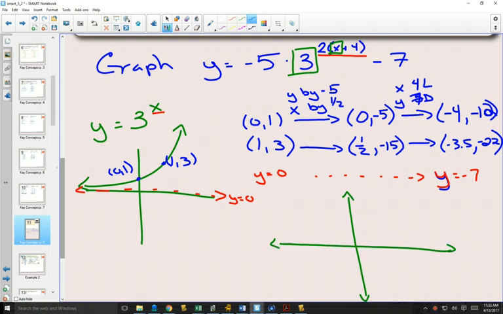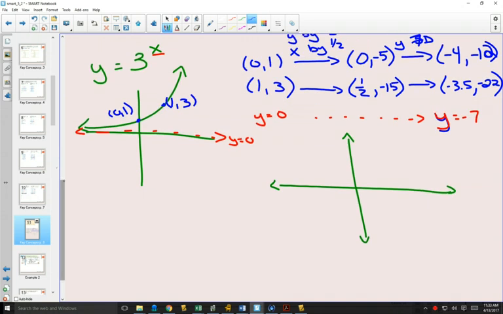Now that we have all of this information, we're going to plot our two new points and draw our new asymptote, and then draw our exponential function. So at -7, just create a place where -7 is going to be. That's going to be my asymptote.